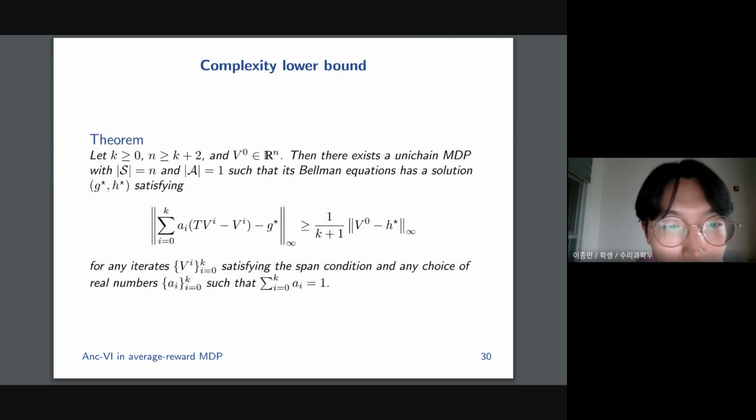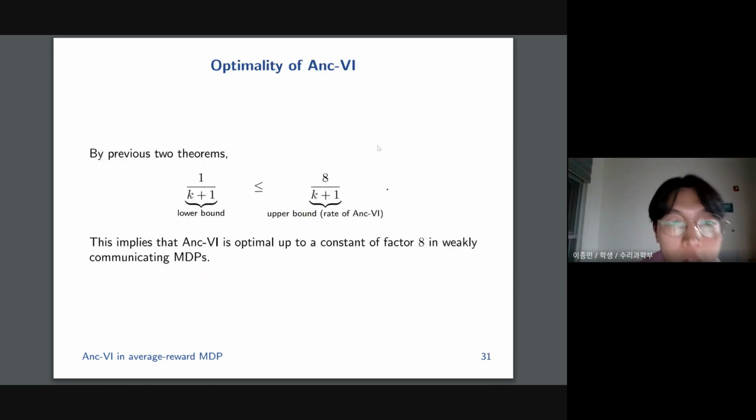And for the average reward MDP, we also obtain the complexity lower bound. And for the unichain MDP, we establish the following 1 over K plus 1 rate. Using this complexity bound, we can also establish optimality of NVI for weakly communicating MDPs. By the previous two theorems, we can present the inequality where the left term is a lower bound and the right term is the rate of NVI. This implies that NVI is optimal up to a constant factor of 8 in the weakly communicating MDP, since unichain is weakly communicating.